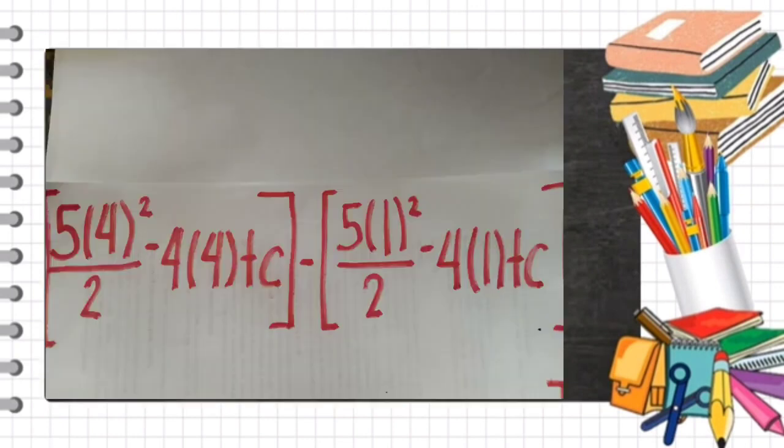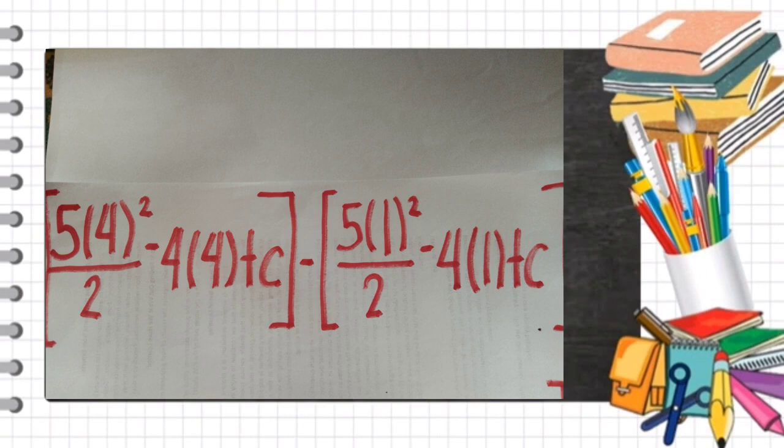First, we need to calculate F of b, so we plug 4 into the expression. It's going to be 5 times 4 squared divided by 2 minus 4 times 4 plus c, and then minus F of a, so we plug in 1 this time, so it's going to be 5 times 1 squared over 2 minus 4 times 1 plus c.